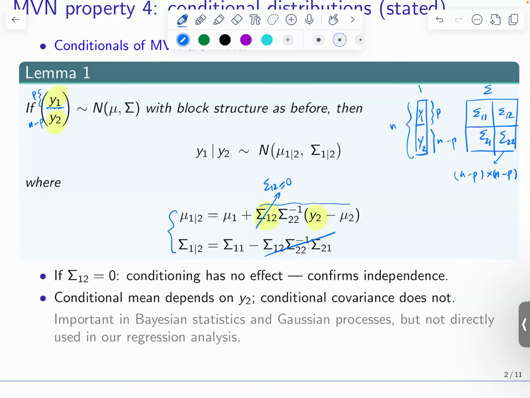And if this happens to be 0, as we have seen, then these terms would be 0. I mean, if sigma 1,2 is 0, then this entire thing would be 0. So this goes away, as well as this term. And you can see that the mean and covariance would be the marginal mean and covariance, so the unconditional mean and covariance of y1. So this again confirms that sigma 1,2 being 0 is equivalent to independence, because the distribution of y1 given y2 in that case does not change as you vary y2. And this is like an alternative characterization of independence.